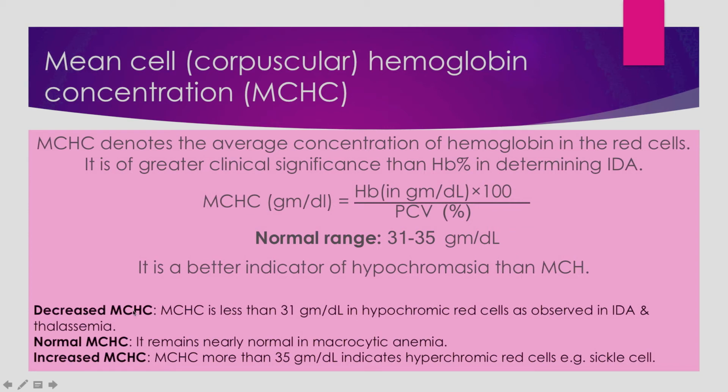Decreased MCHC levels are seen in iron deficiency anemias and thalassemias. Normal levels are seen in macrocytic anemia, because in macrocytic anemia there will be appropriate hemoglobin. So in macrocytic anemia it will be normal, whereas in conditions like sickle cell the MCHC will be increased.